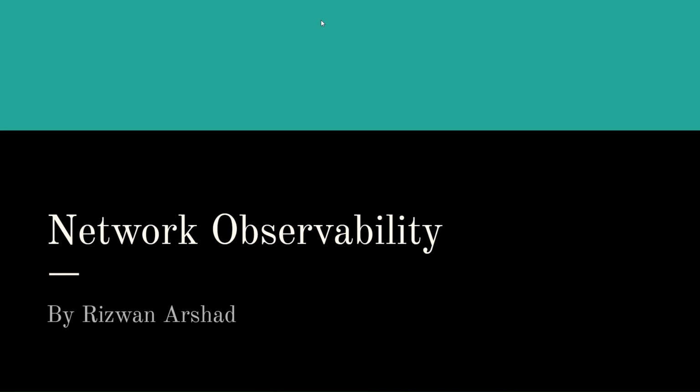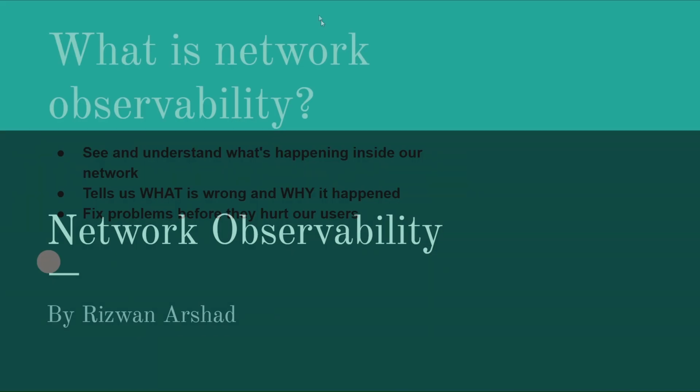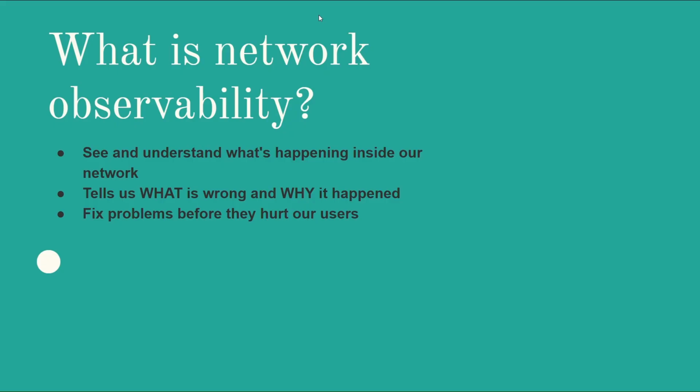Now, the first question which arises in our mind is: what is network observability? The answer to the question is that network observability means we can see and understand what's happening inside our network. It's different from old monitoring. Old monitoring just tells us you have done something wrong, but observability tells you the complete details about what is happening and why it has happened.